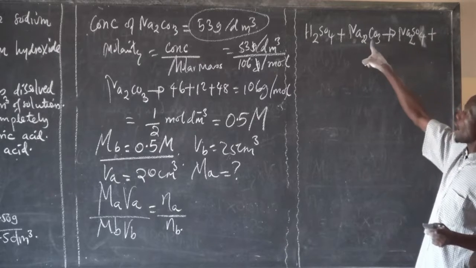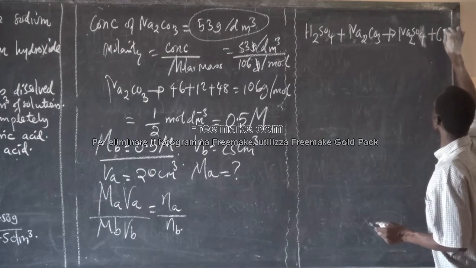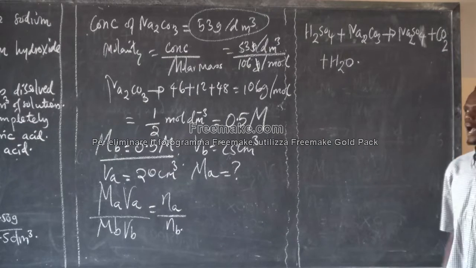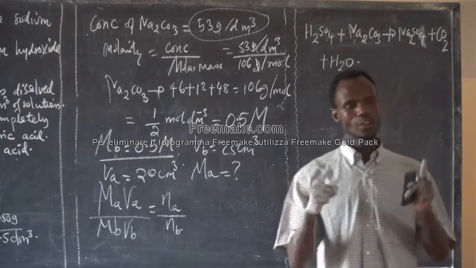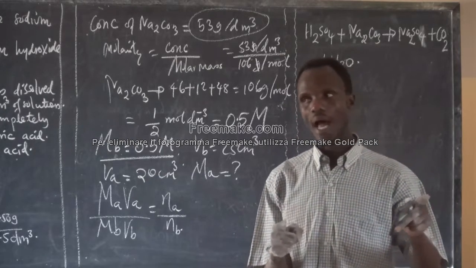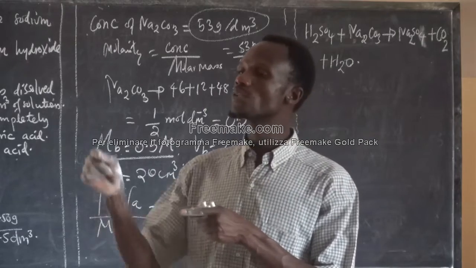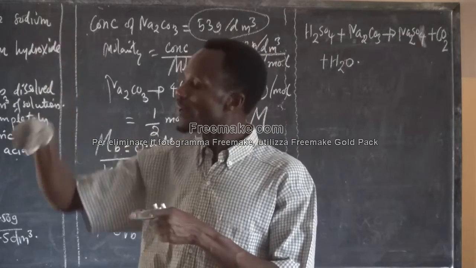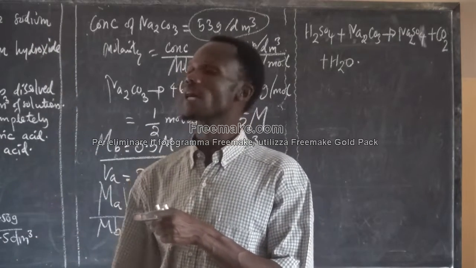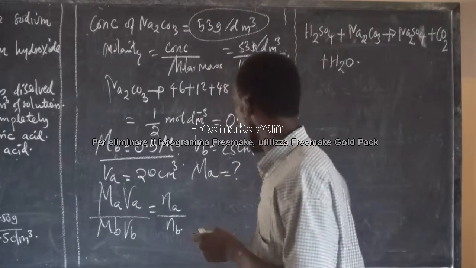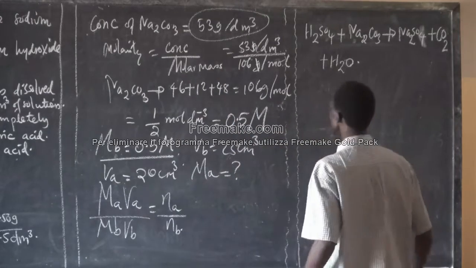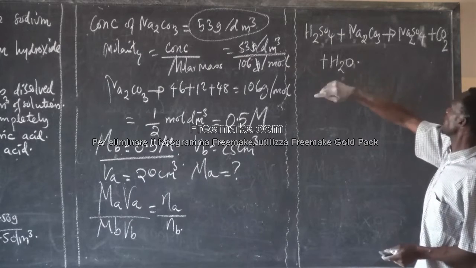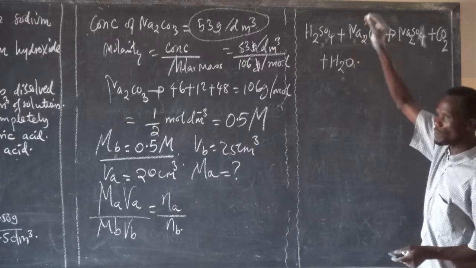Plus, because carbonate is involved, carbon dioxide is also produced, plus water. As I have said, the reaction between acid solution and base solution is all about producing salt and water. But if carbonate is involved in the reaction, carbon dioxide is also produced. From there, we can now balance our equation. Everything is okay. Now our equation is balanced.